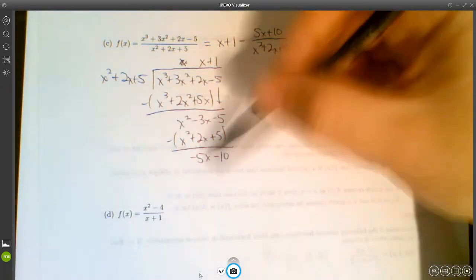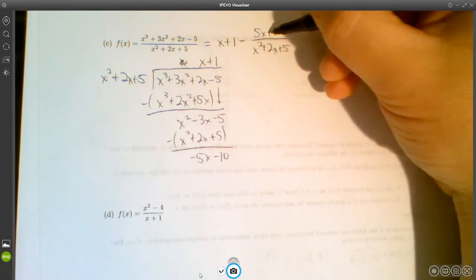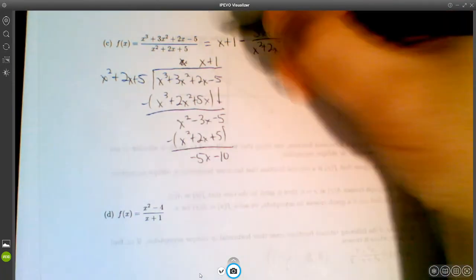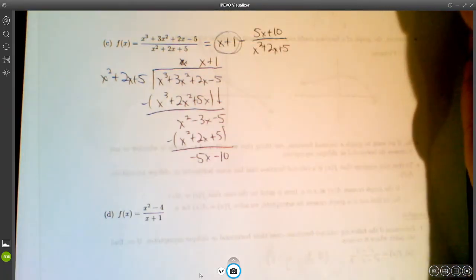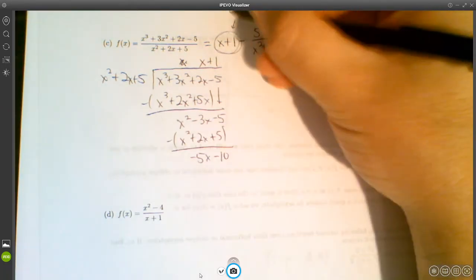If you're confused about that, don't worry. You could have said plus negative 5x minus 10. It would still be the same thing. What's really important, though, is this. This is our oblique asymptote, right? So that's our oblique asymptote.